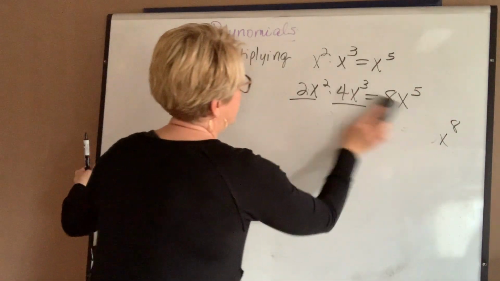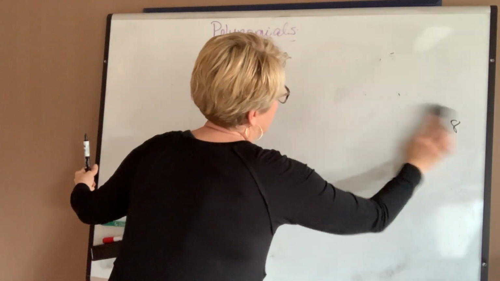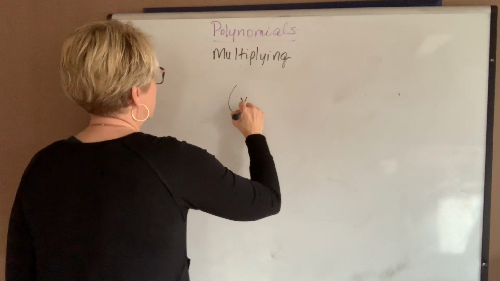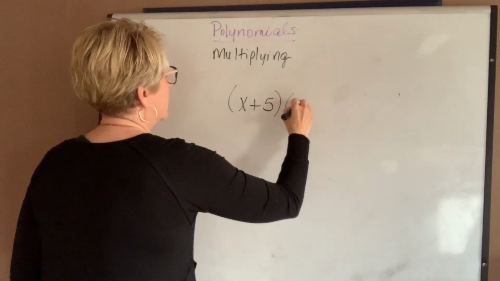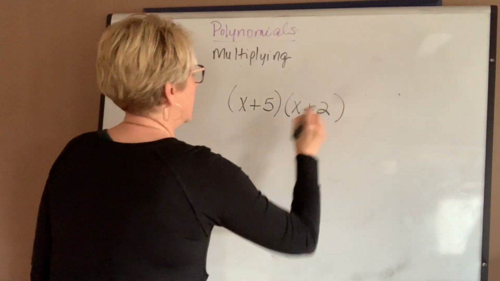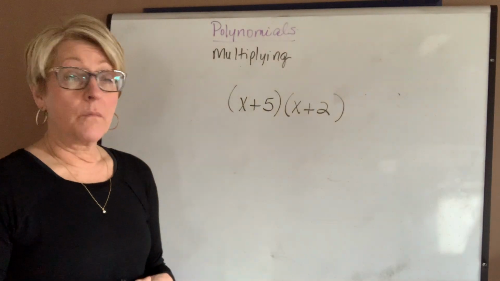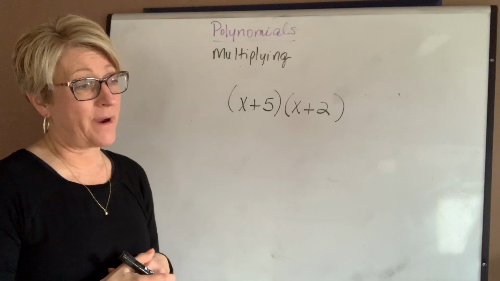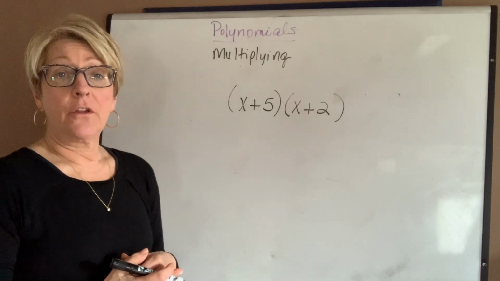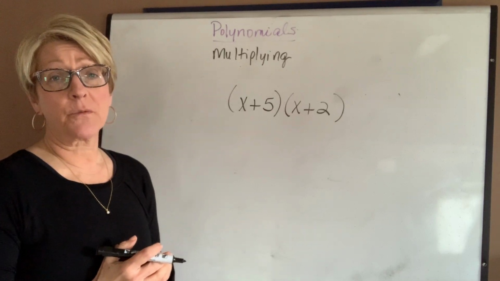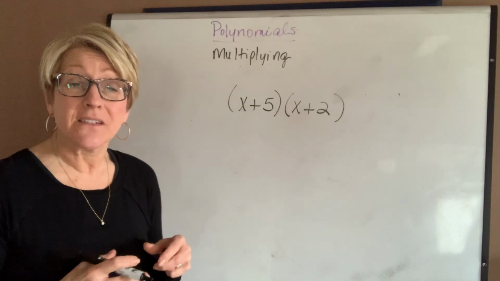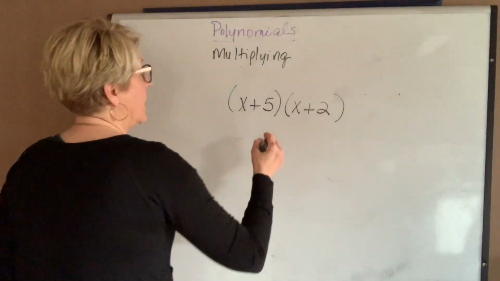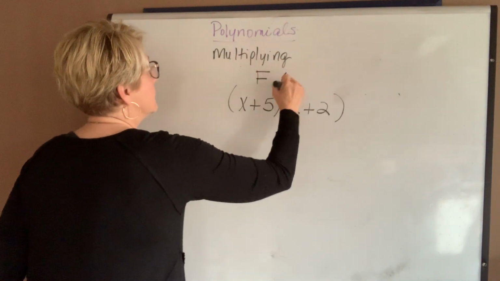All right. What is the next step? Multiplying a binomial times a binomial. And again, you have probably heard this before. You may remember, how do we multiply two binomials? What process do we use? We give it a short nickname, right? It's called FOIL.